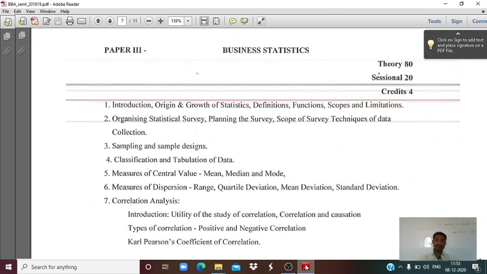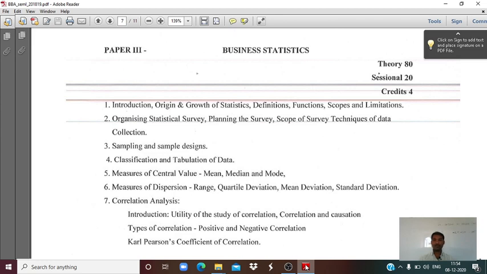Now we will go further. In chapter number two, organizing a survey. Chapter number two is related to survey. Statistics is a branch of mathematics, applied mathematics, so it is essential for research. That is why we will organize a survey. In chapter two: organizing a survey, planning the survey, scope of survey, techniques of data collection. We will learn how to organize a survey, how to plan it, what its scope is, and what the techniques of data collection are.